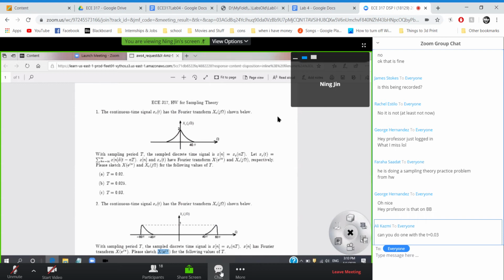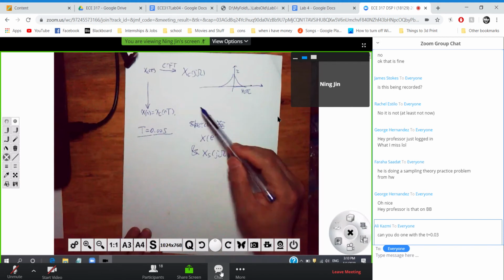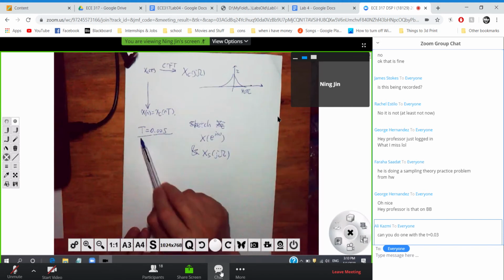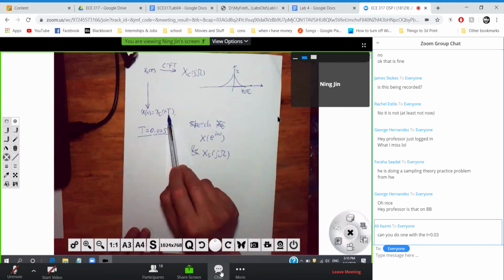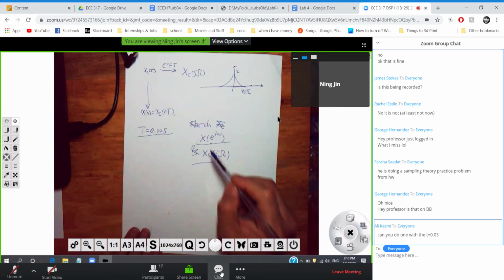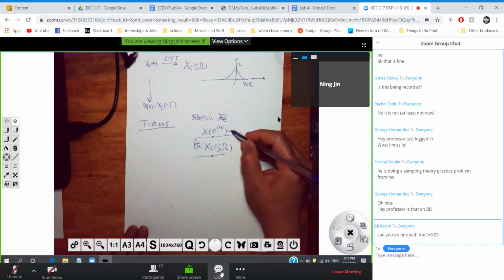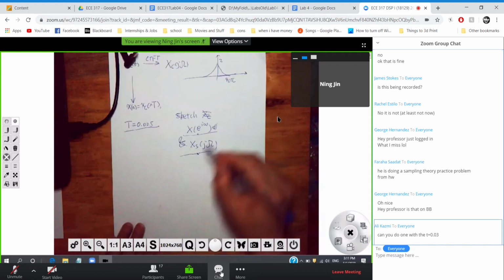Right, here. Okay, so we have the signal looks like this, and we take samples by step T, and we sketch the Fourier transform of the sampled signal, this one. And also this is the Fourier transform of x_s(t). Okay, so we want these two. So firstly, you should know this. What is this? We have a formula right here.